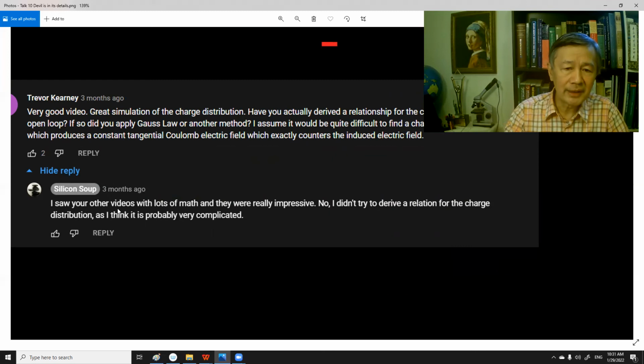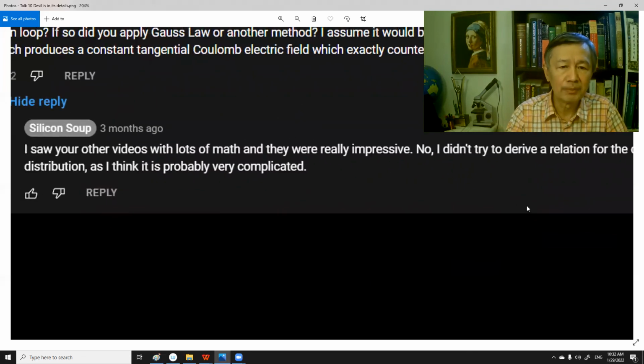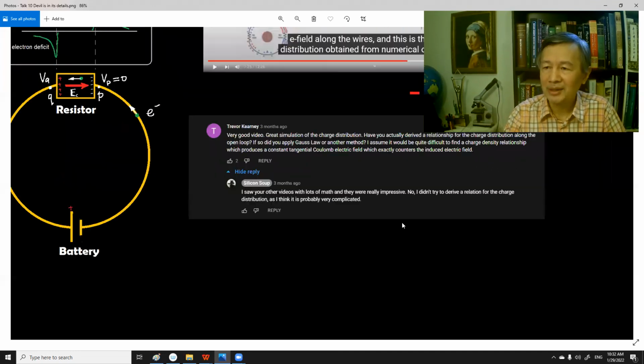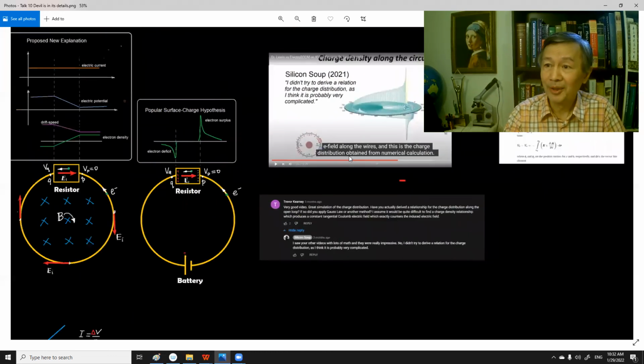I saw your other videos with lots of math. They were really impressive. However, I didn't try to derive a relation for the charge distribution, as I think it is probably very complicated, indicating this guy didn't use any physical theory to justify this diagram. Pretty new, yeah, good looking.